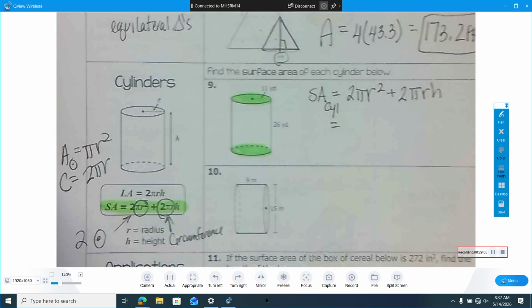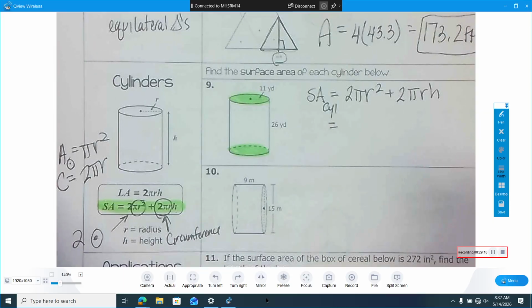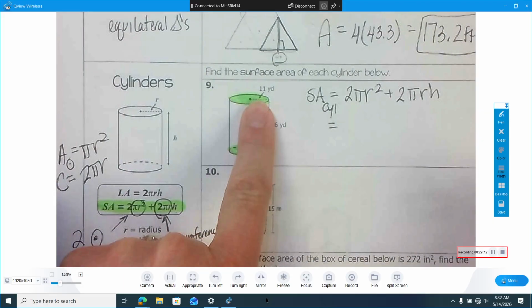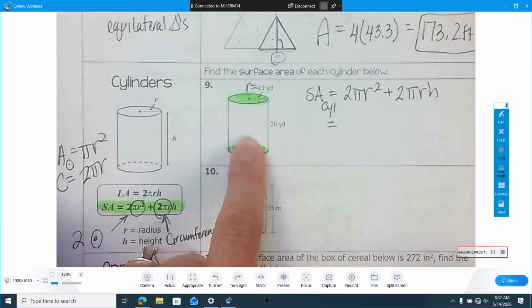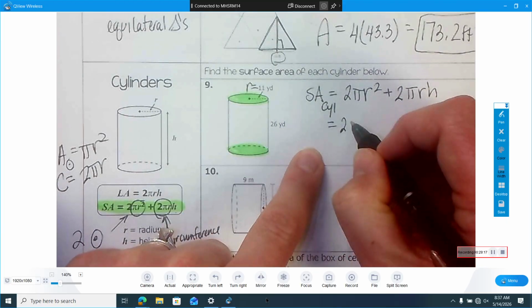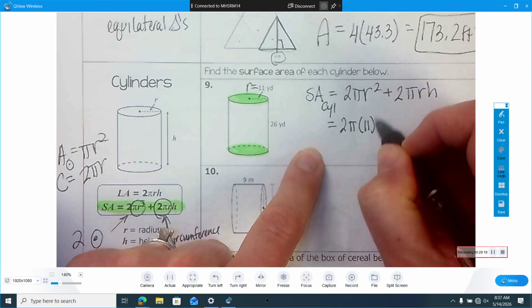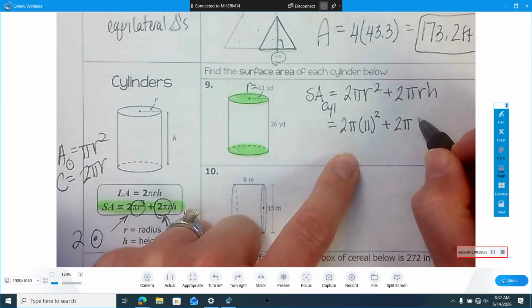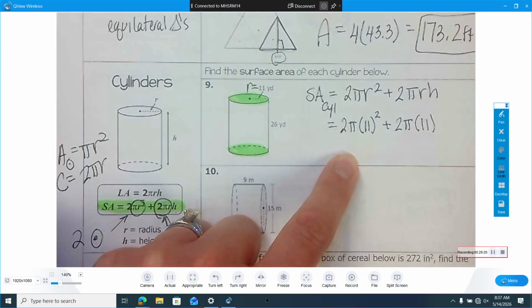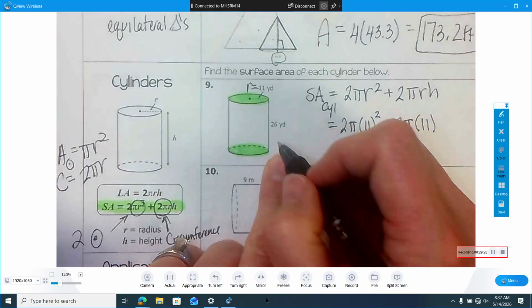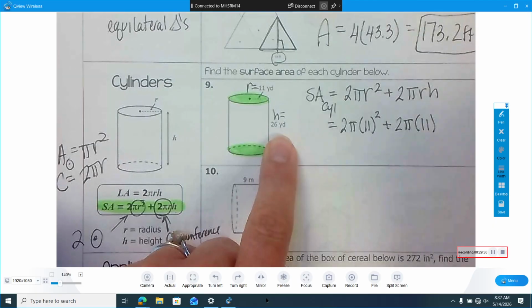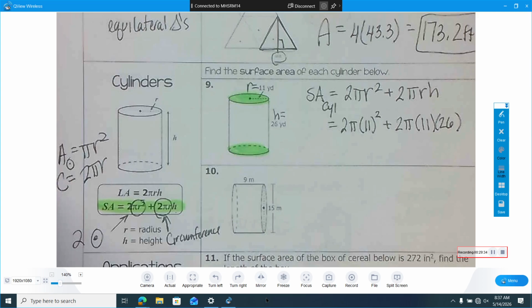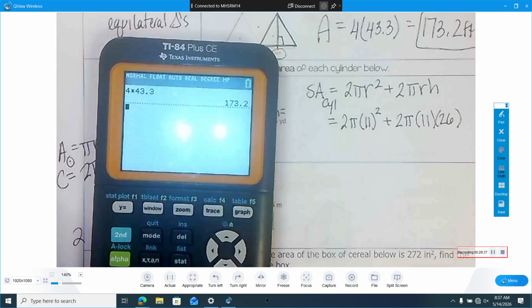And we can go ahead and plug in. What is our radius? 11. R equals 11. So we plug in 2 pi, and our radius is 11. Don't forget to square it. Plus 2 pi times 11 for the radius. And what's our height? Yep, the height equals 26. So times 26. That's all the math you need to write down. The rest is calculator work.